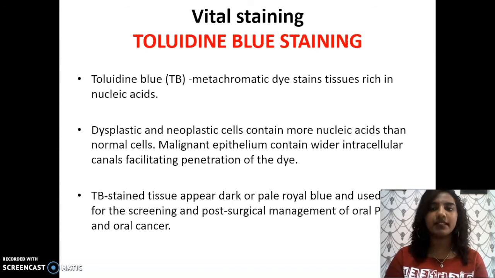Moving on to vital staining. Toluidine blue. Toluidine blue is a metachromatic dye which stains tissue rich in nucleic acid. Dysplastic and neoplastic cells contain more nucleic acid than normal cells. Malignant epithelium contains wider intracellular canals, facilitating penetration of the dye. Toluidine blue stained tissue appears dark or royal blue, and is used as an aid for screening and post-surgical management of oral pre-malignant disorders and oral cancers.